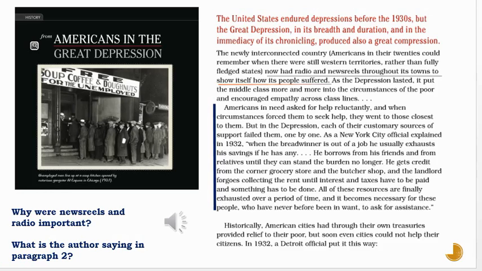So if you're on this slide, I'm going to assume you're reading independently. As you read this independently, I want you to answer the following questions. Why were the newsreels and radio so important? And what is the author saying in paragraph 2? Pause the lesson here, read the slide, and answer those questions. When you're ready, press play.